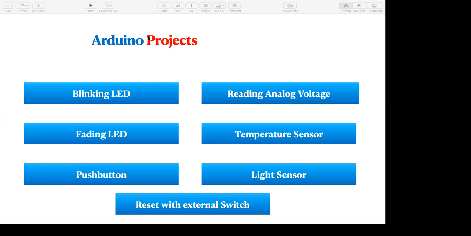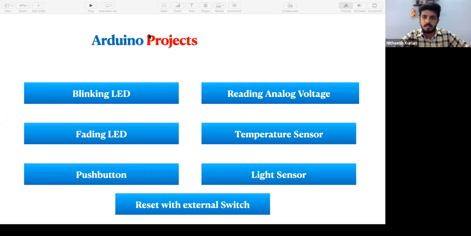Okay. So let's quickly go into Tinkercad. Before going to the light sensor, today we are planning to have a couple of experiments, and we'll wind up the session within 1 hour or 1.5 hours. Okay.